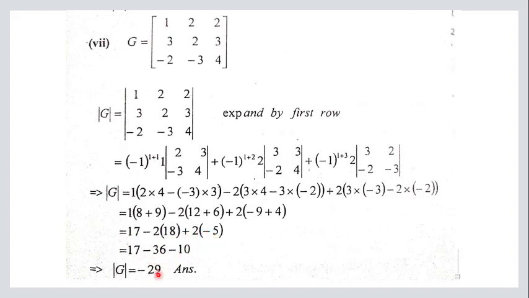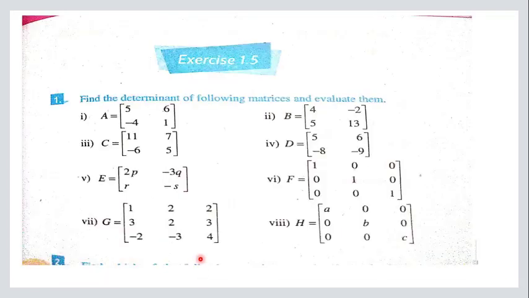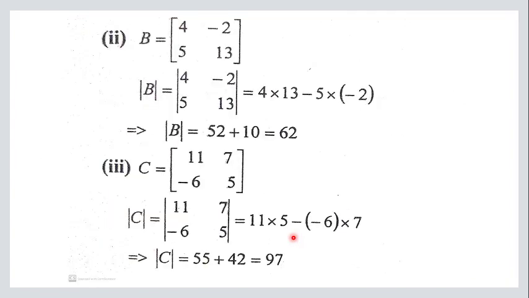On solving this, we get the answer: determinant of G is equal to minus 29, and this is the answer of this question. Similarly, you need to solve part 6 of this question, part 7 of this question. The method is just the same. Follow my steps, and still if there is any confusion you can ask me.